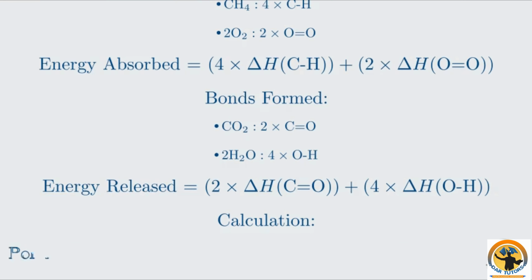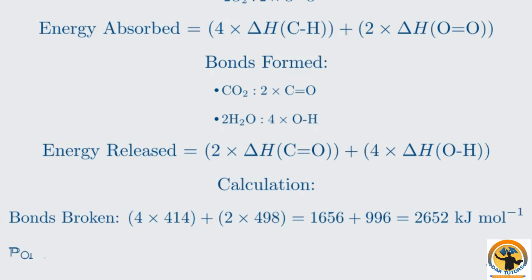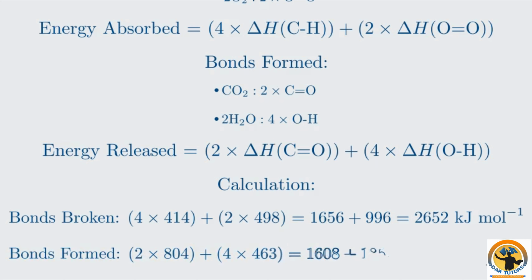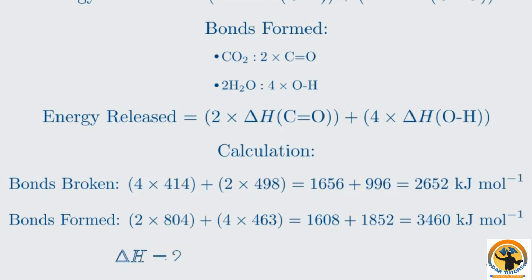Using values from the IB data booklet, we find the total energy absorbed is 2652 kJ, and the total energy released is 3460 kJ. Applying our formula, the enthalpy change is 2652 minus 3460, which equals -808 kJ per mole. The negative sign confirms the reaction is exothermic.